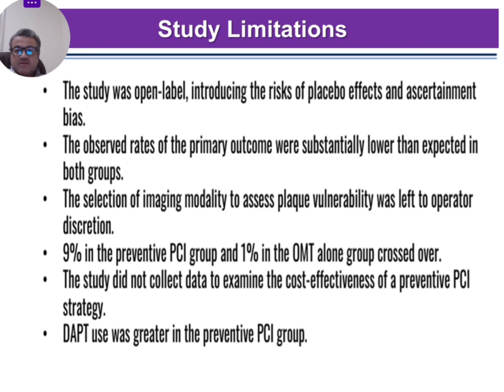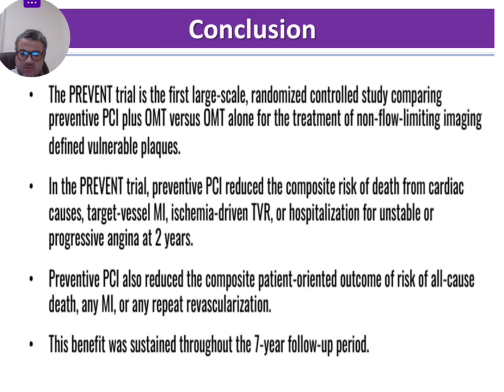As in any other study, there are study limitations. The study limitation is that it was open label, introducing the risk of placebo effects and ascertainment bias. The observed rates of the primary outcome were substantially lower than expected in both groups. The selection of imaging modality to assess plaque vulnerability was left to operator discretion. 9% in the preventive PCI group and 1% in the optimal medical therapy alone group crossed over. The study didn't collect data to examine the cost-effectiveness of the preventive PCI strategy. DAPT use was greater in the preventive PCI group.